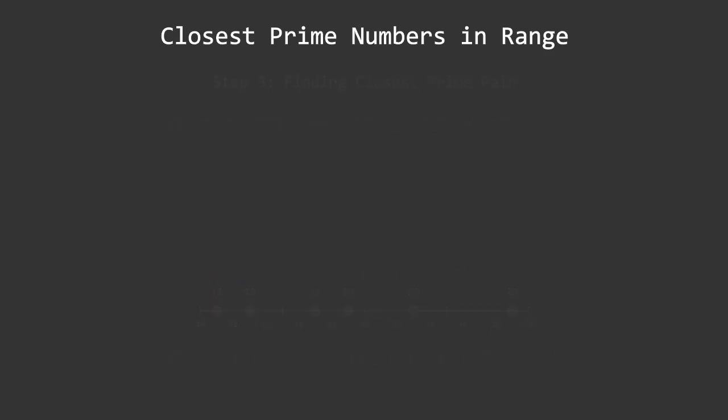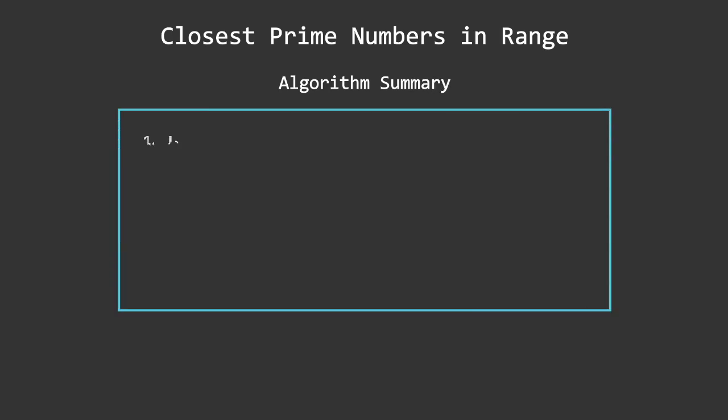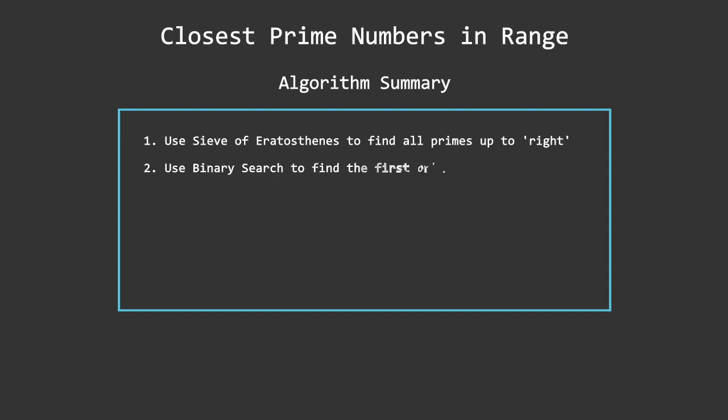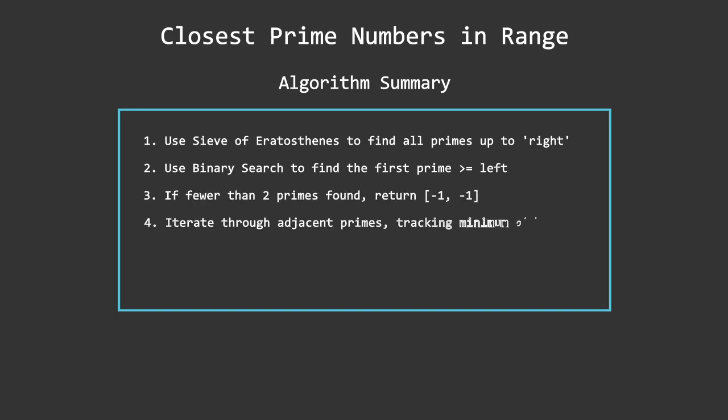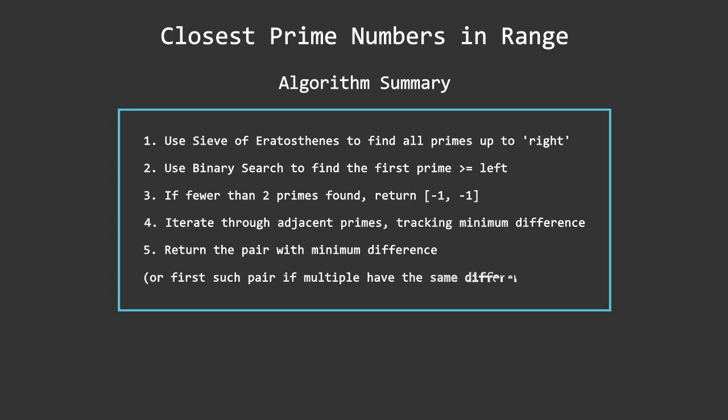Now, to summarize the algorithm: we are going to use the sieve of Eratosthenes to find primes till right. Then we use a binary search to find the first prime, and if fewer than 2 primes are found, we return -1, -1, right? The remaining is just finding the difference, keeping track of it, and finally returning it. So that's all about it.